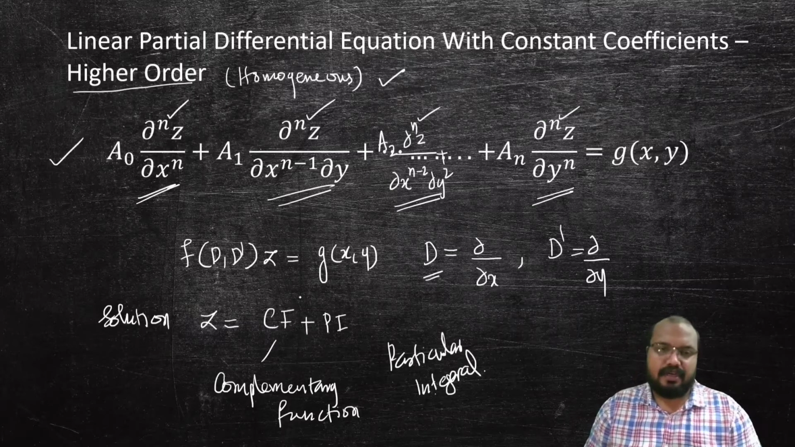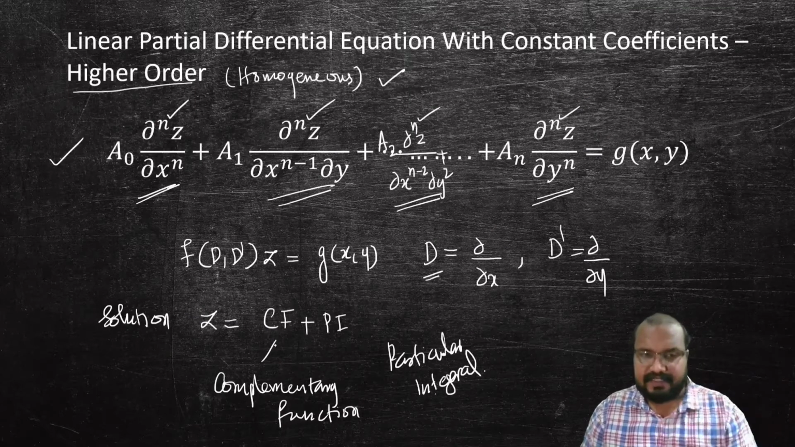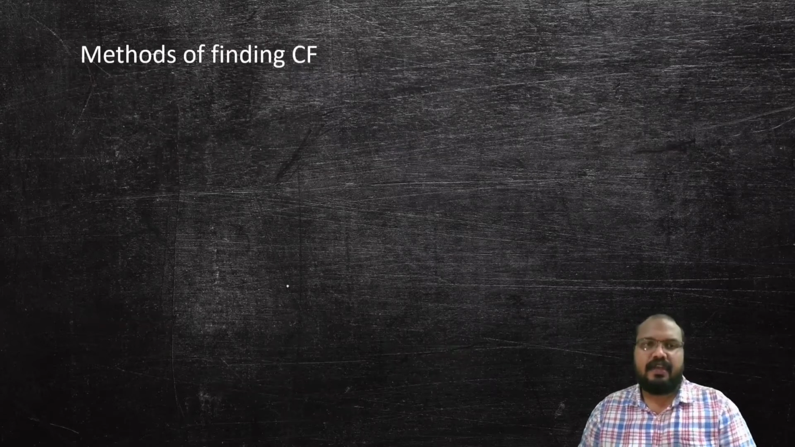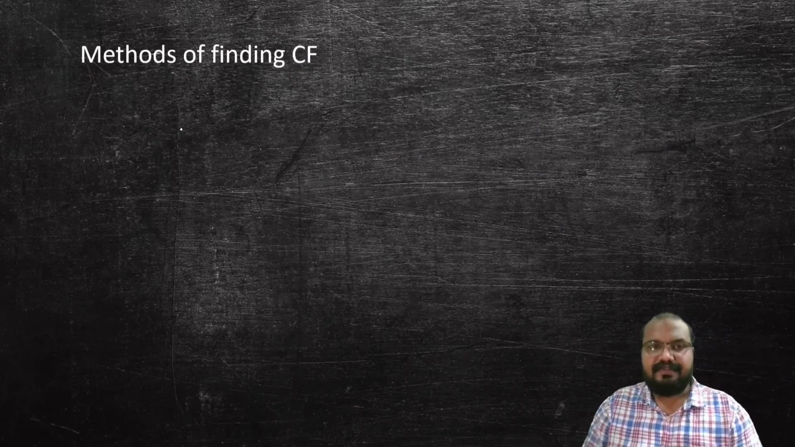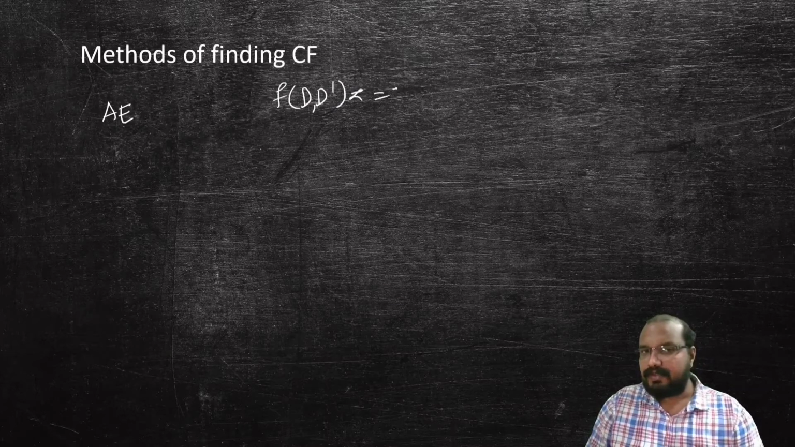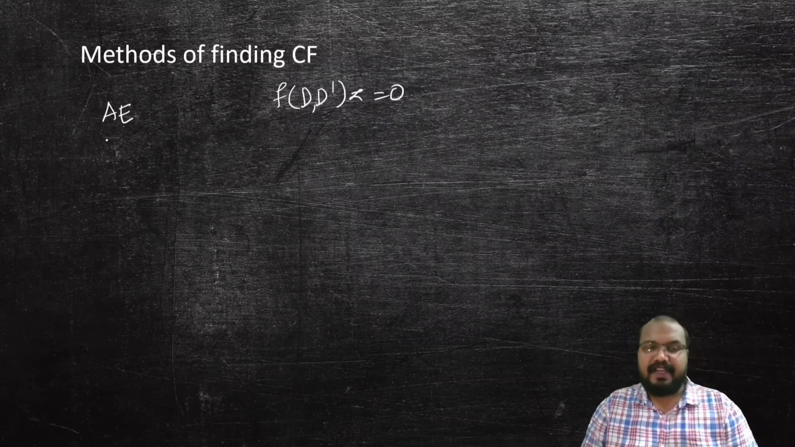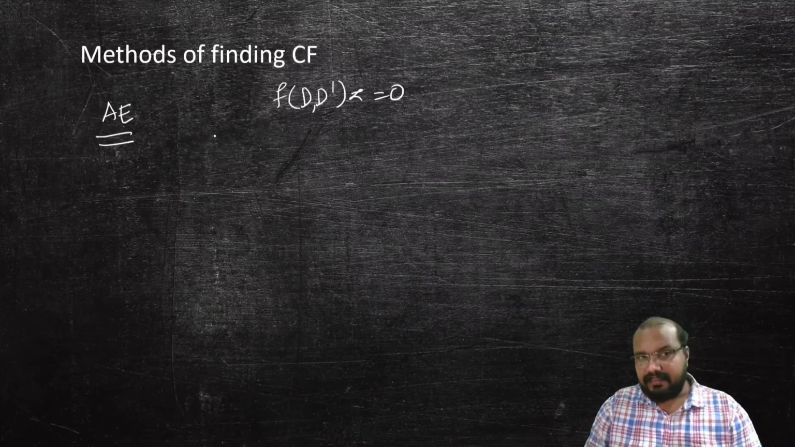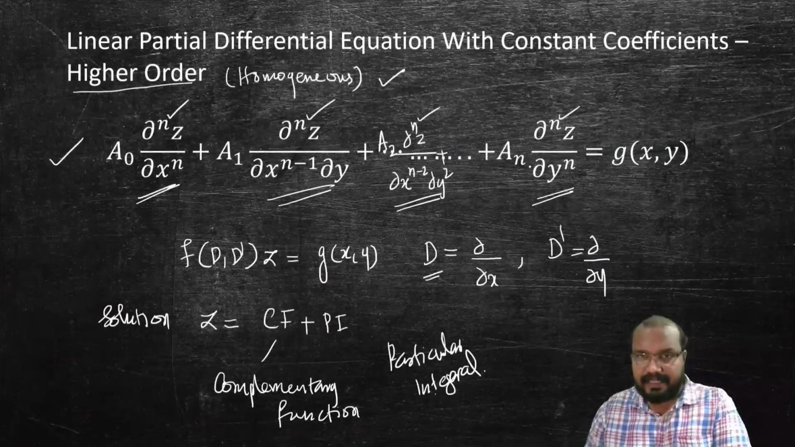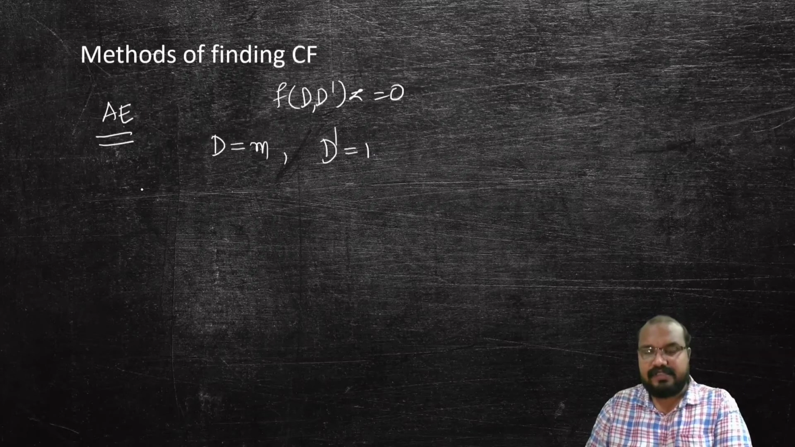Okay, first of all we can discuss the methods to find CF for this kind of differential equations. Methods for finding CF is, we need to write an auxiliary equation for this homogeneous part, that is f of D, D dash into z equal to 0. This is a homogeneous part, and we can write an auxiliary equation for taking D is equal to m and D dash is equal to 1. It's an nth degree equation like this, therefore we'll get n solutions.